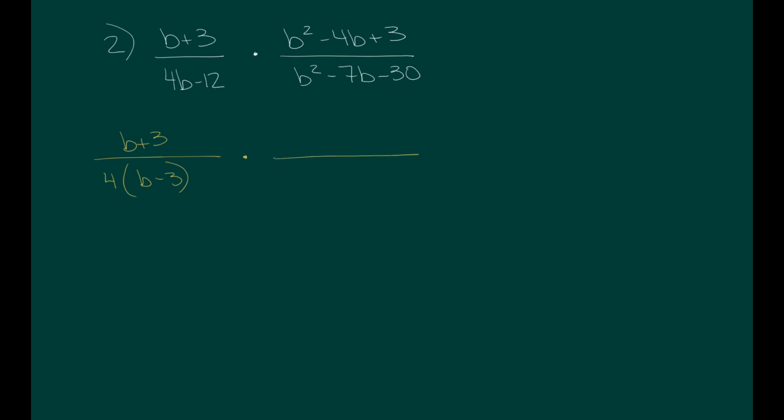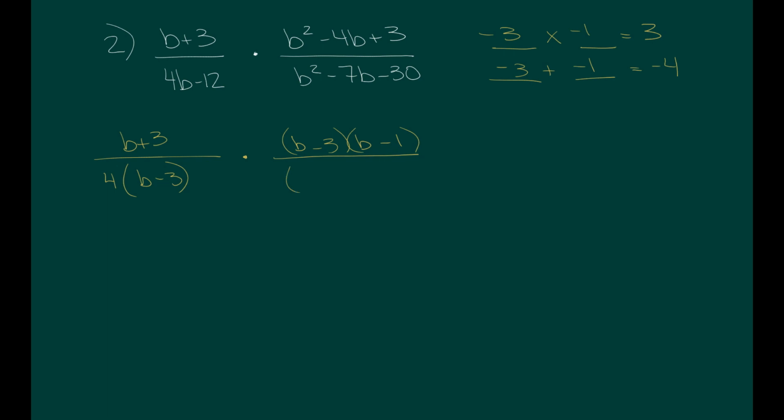In this numerator, it's a trinomial, so what times what gives me b squared? b and b. What multiplies together to give me 3? Here, I'm going to do this over here. What multiplies together to give you 3 that adds together to give you a negative 4? Well, 3 and 1. And if they're going to give you a negative 4, then they both have to be negative. So I'm going to put negative 3 and negative 1.